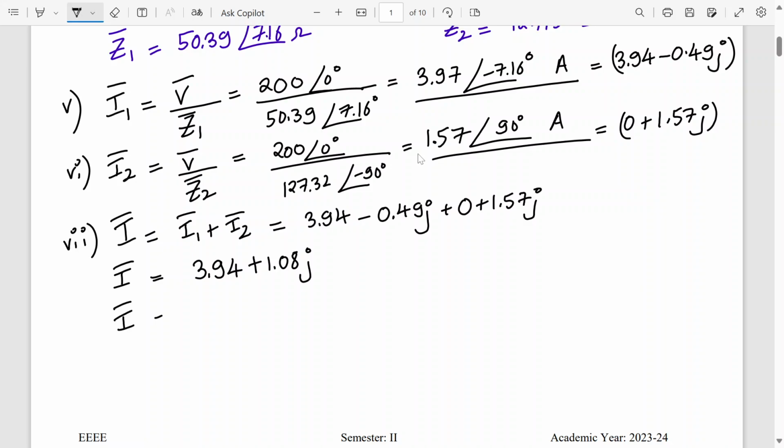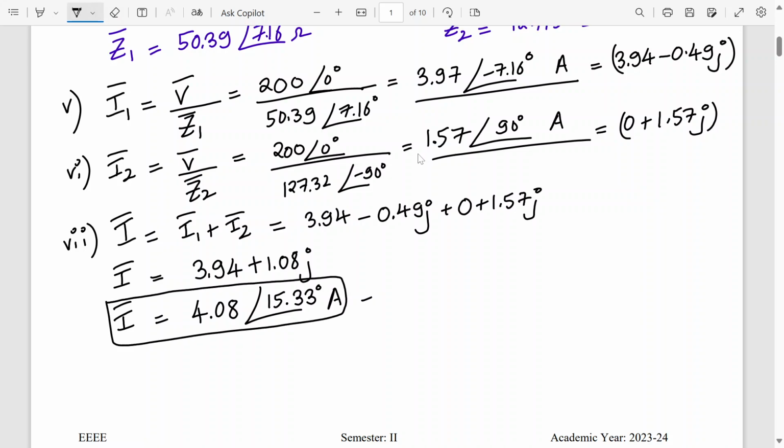Now we need to establish the relation between current I and voltage V. So we need to convert it into polar form again. So you press shift polar, POL, in your calculator. Shift polar 3.94 comma 1.08. So how much is the value? 4.08 at an angle of 15.33 degrees, correct?